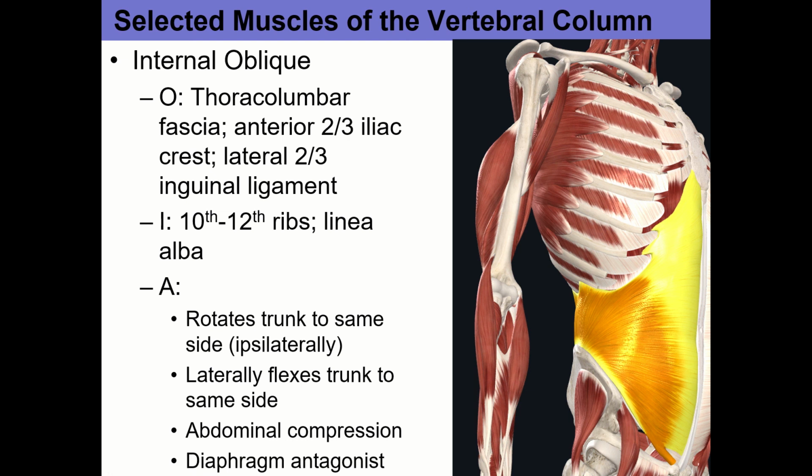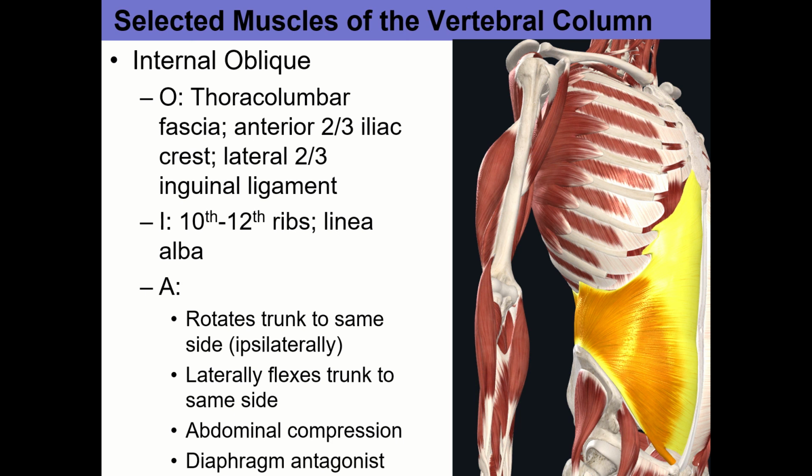Why does that matter? Because that dictates what the muscle does. So if a fiber runs from here to here, when that fiber shortens, it's going to cause lateral flexion to the same side, but it's also going to cause rotation to the same side. So if I contract my right internal oblique, that's going to rotate me to the same side, so it's going to rotate me to the right side. So again, there's that ipsilateral. So the right internal oblique rotates me to the right side or the ipsilateral side.